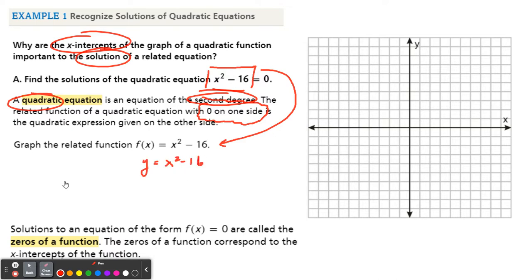Now, think of this 0 here as y equals 0. Points where y equals 0 are located on the x-axis. This is why the x-intercepts are important: we're looking for when this related function intercepts the x-axis. Those will be our solutions later on in this lesson.